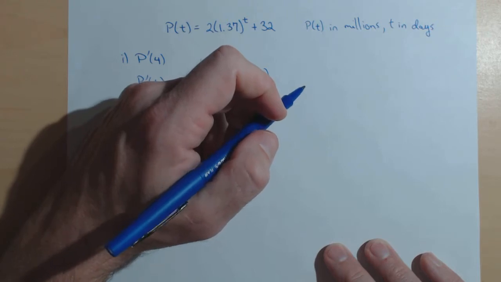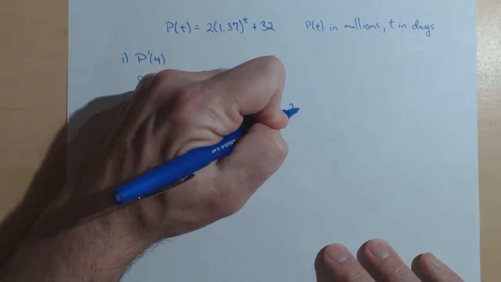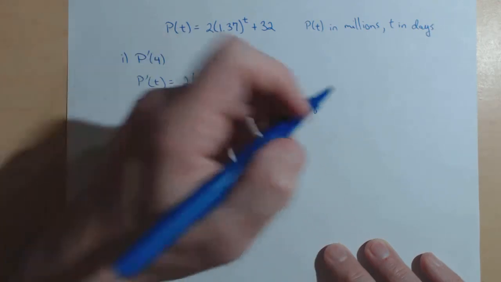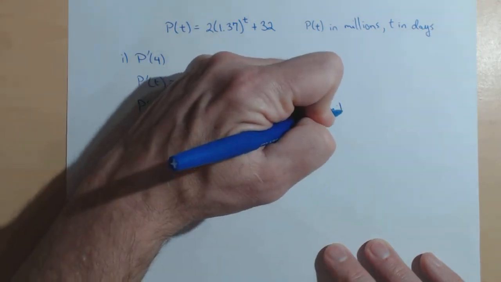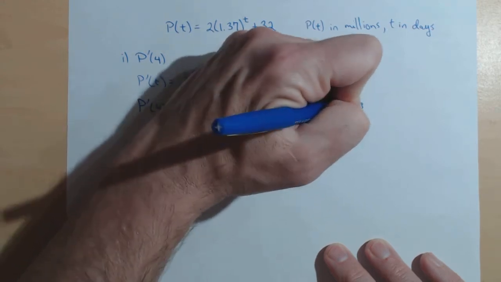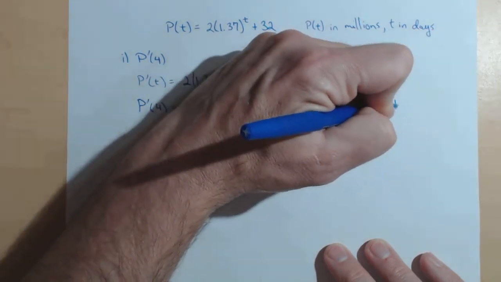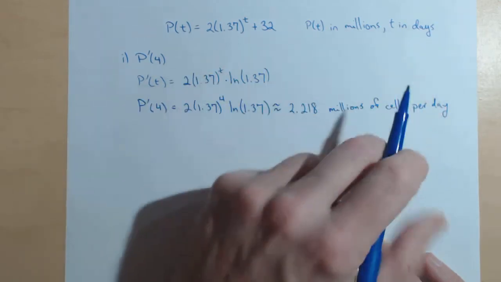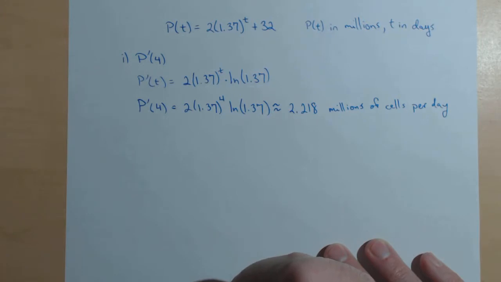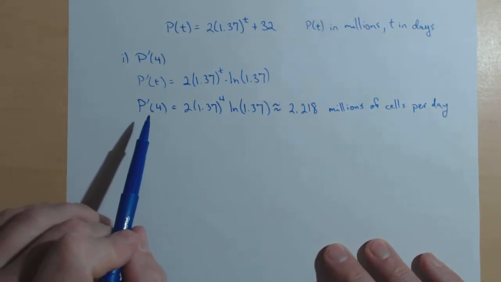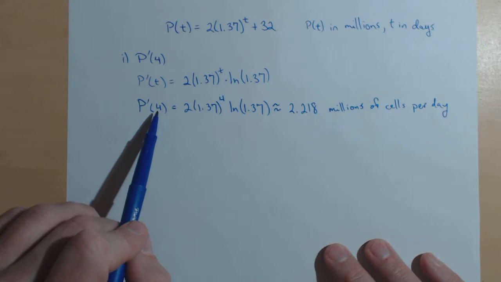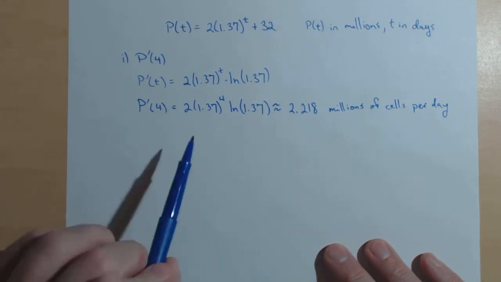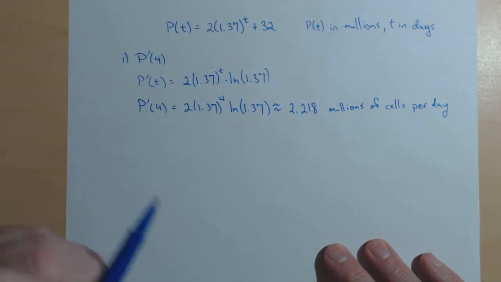And we get about 2.218. And this was a population of cells. So the units on that are millions of cells, because that's what our function was measuring, per day, because our input was the number of days. So we're finding out that at day 4, our population is increasing by 2.218 millions of cells per day. So that's our instantaneous rate of change.